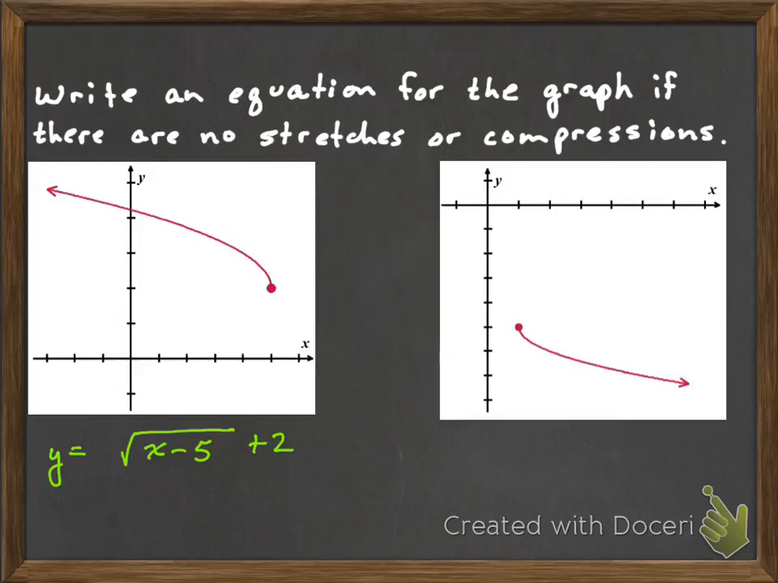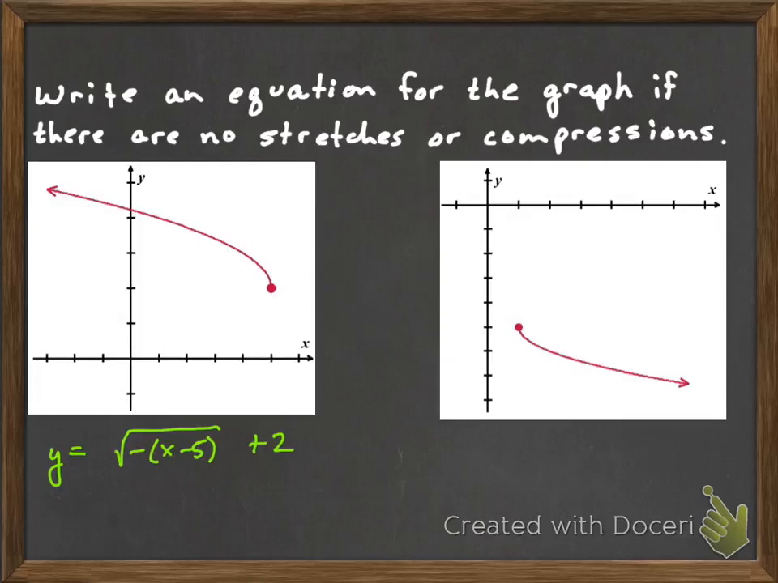Now, the graph is also not going to the right like it normally does. It's going to the left, which means there has been a reflection over the y-axis. We show that as a negative on the inside. Let me draw this a little bit better here. So we put our negative on the inside. Our b value needs to be negative in order to give us a reflection over the y-axis.